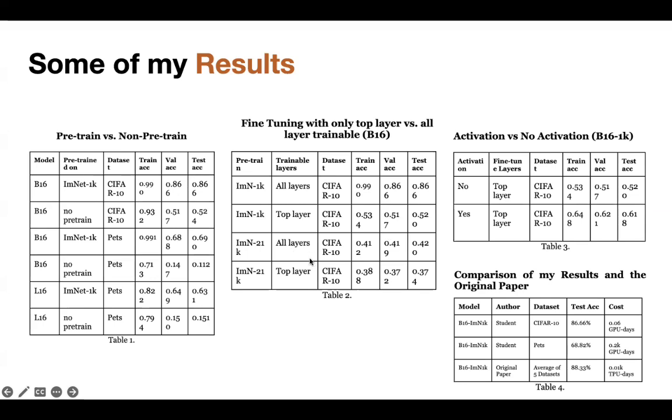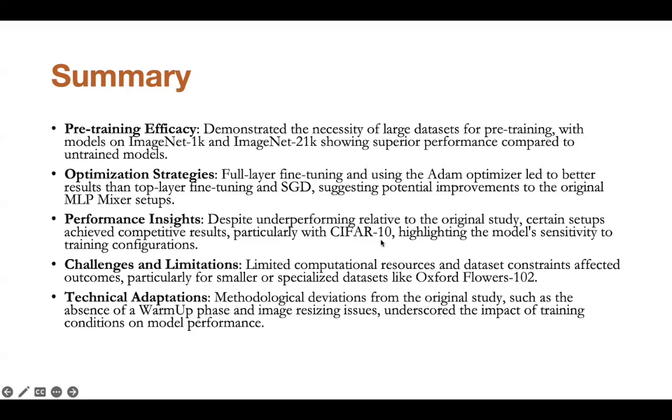The flowers dataset was not able to perform really well because I think on the ImageNet 21K pre-trained model, there's only 3 flowers classes, but in the flowers dataset, there are many more. So the performance suffered. What I concluded was that the pre-training efficacy for MLP mixers is very high, and it benefits from a larger dataset.